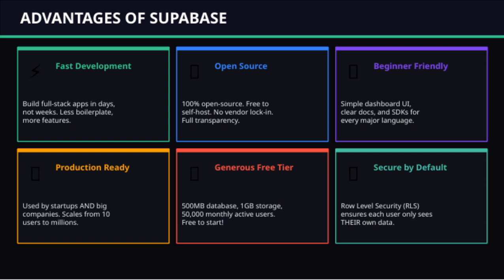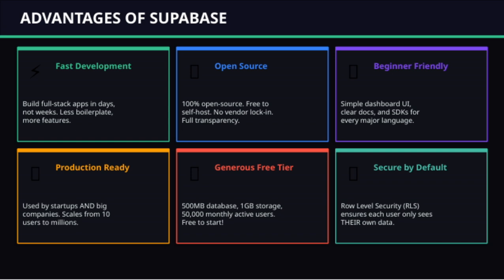Its intuitive tools help you build full-stack applications in days rather than weeks. Plus, it reduces boilerplate code, so you can focus on features that matter. And because it's open source, you have full transparency. You can self-host it for free, avoiding vendor lock-in, which gives you control and flexibility over your project. Finally, Supabase enables fast development. You can build complete applications quickly, with less hassle and more features, helping you bring your ideas to life faster than ever.